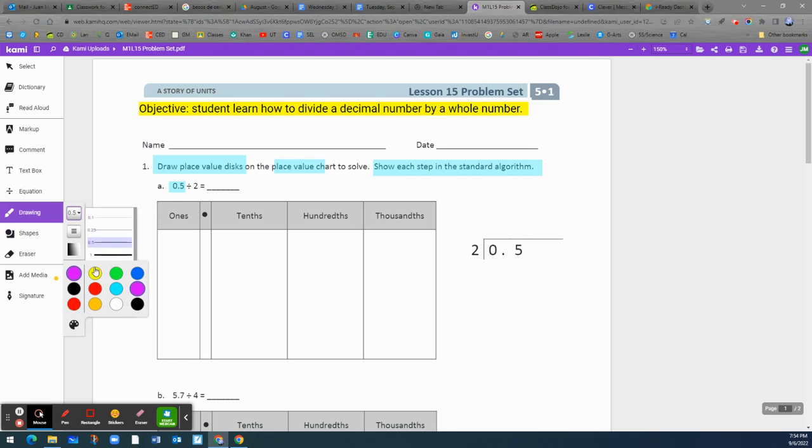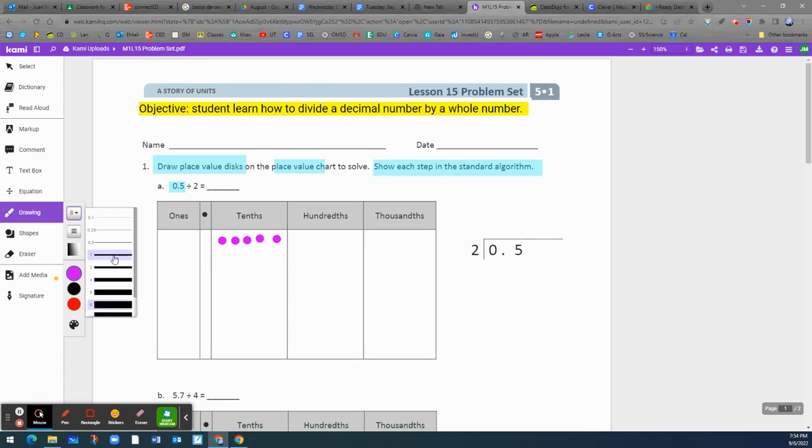I'm going to increase the size to create my dots. So how many 5/10 do I have? I have 1, 2, 3, 4, 5. How many ones do I have? I have 0. So that's why the ones is empty. How many hundreds? 0. How many thousands? 0. All right. Knowing that, let's do what we need to do now.